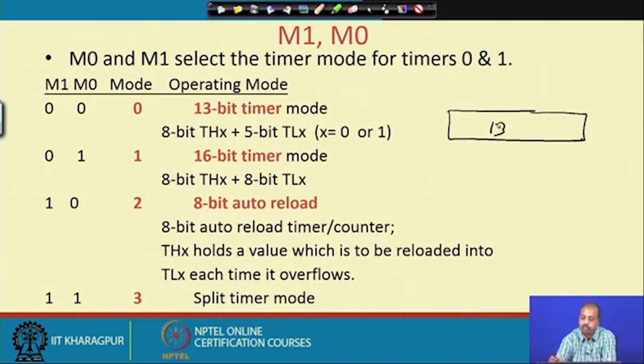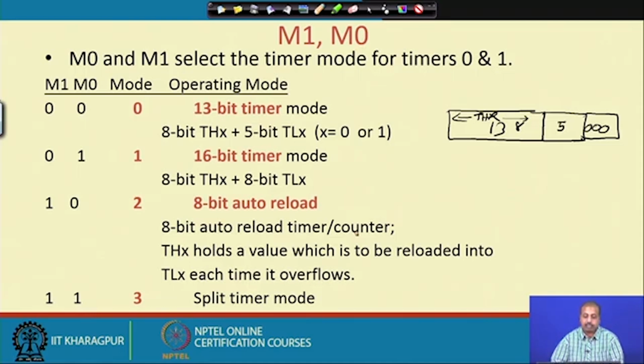How to do it? THX will hold the higher order 8 bits, and TLX will have the lower order 5 bits, which will be clubbed with 3 more zeros. On the other hand, mode 1 is a 16 bit timer mode, so we can get higher delay. It is 8 bit THX plus 8 bit TLX, so the total is a 16 bit timer value.